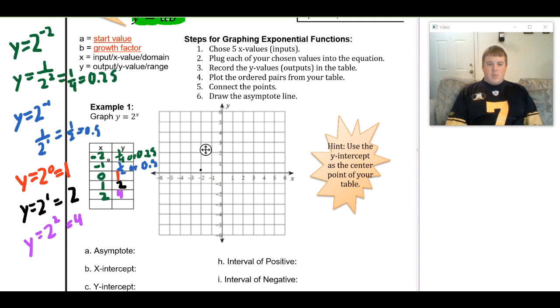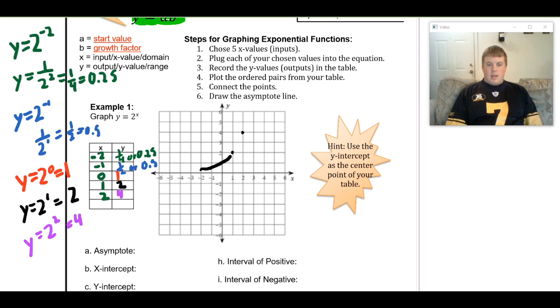Alright, the next thing we have is (-1, 1/2). So we're going to go left 1, and we'll go up 1/2. So this time it's going to be halfway between. And you can see we're kind of starting to get a little bit of an exponential curve. We'll go to the next point, (0, 1), and we'll plot a point there. And then we have (1, 2), and we have (2, 4). So this is going to give us a good idea of what our shape is going to be.